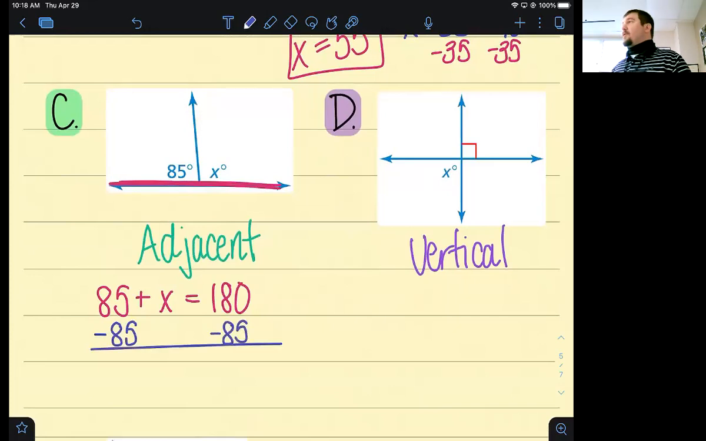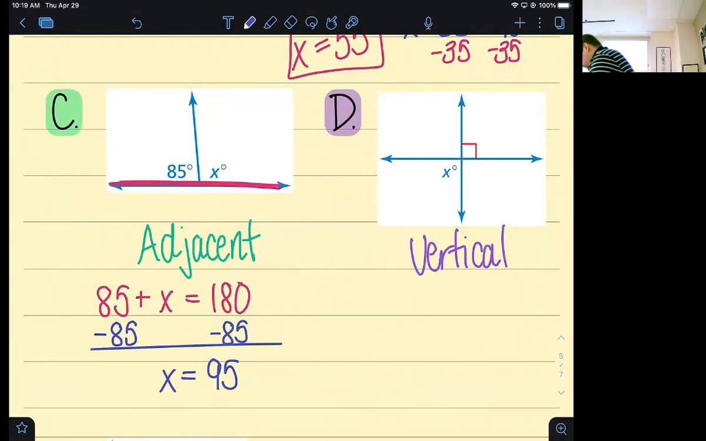Easy way to do this one in your head. What's 180 minus 80? 180 minus 80 is 100. Now take 5 more away. 85. Now we're at 95. Yeah. So X equals 95. Of course, you can check your answer by plugging it in for X. If 95 plus 85 gives you a 180, we know we have the right answer.